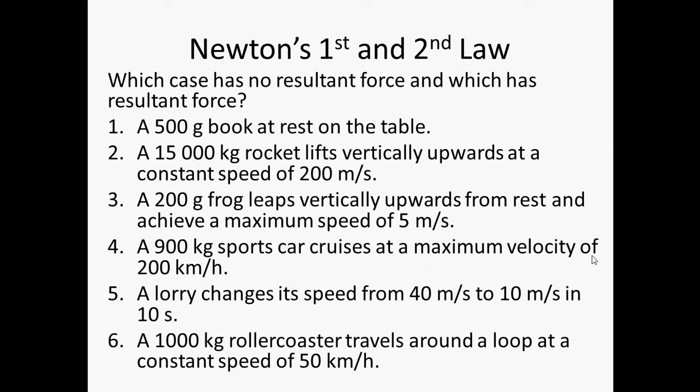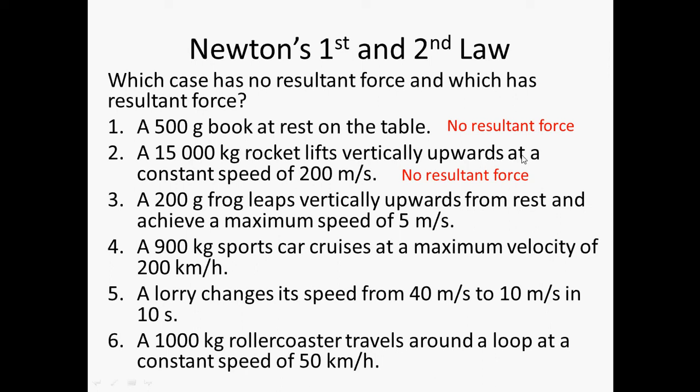Let's go through together. First question, the book at rest on a table. Obviously, there is no resultant force because it is at rest. Second, rocket lifts vertically upwards at a constant speed. Obviously, there's no resultant force because number 1, constant speed. Number 2, vertically upwards, which means constant speed in a straight line.